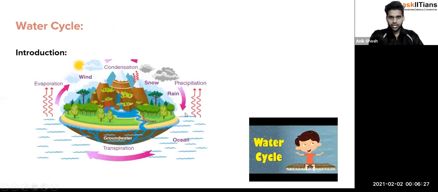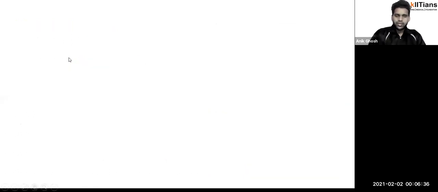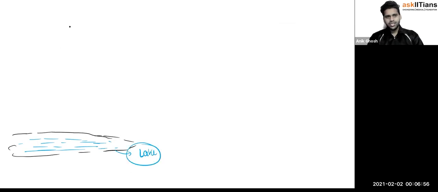Yeah. So here you can see they're trying to tell you about the water cycle. Now, what is the water cycle? If you try to think about it, waters and everything are there inside the water bodies, isn't it? The waters are there inside the water bodies only, right? So let's think that this is a lake, okay? And this is the cloud, the sky.